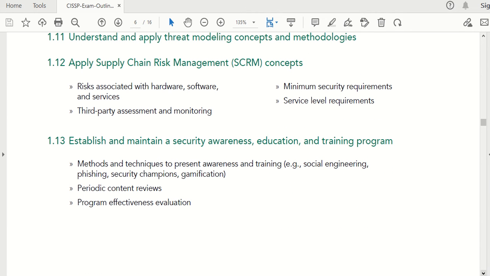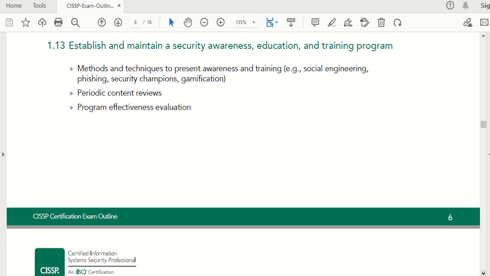Establish and maintain a security awareness, education, and training program. This is one of the key ones. In this domain, we'll talk about methods and techniques to present awareness and training, for example, social engineering, phishing, security champions, and gamification. What kinds of threats do employees face, how to protect against them, and what should be the way to communicate the security awareness education to the employees or to the stakeholders. Then periodic content reviews, program effectiveness, and evaluation.